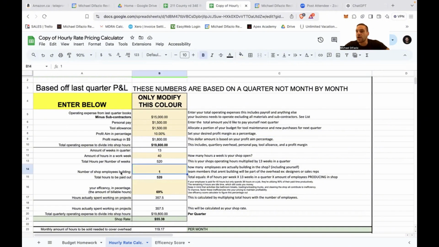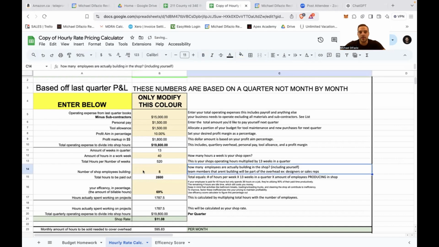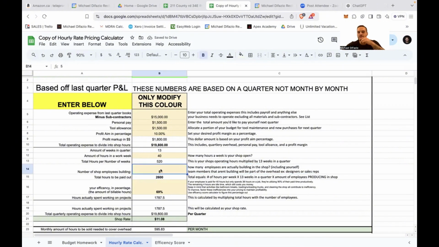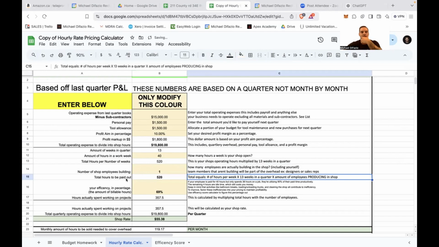Okay. Number of shop employees. If you are the only shop employee, make this 1. If you have 2 guys, 3 guys, 5 guys, it doesn't matter. This changes other things, right? We're only modifying this color. So if you're the only guy, just make it 1 for now.